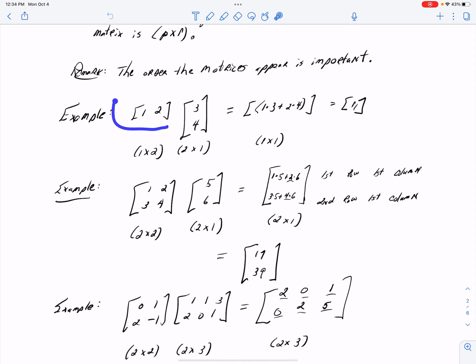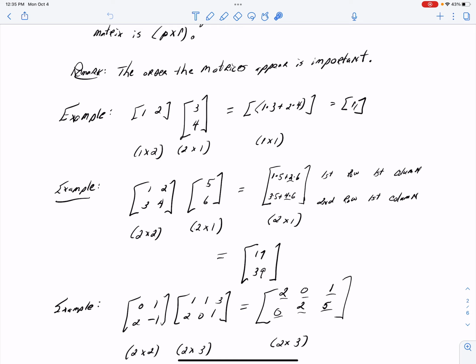So here I have a 1 by 2. I'm going to multiply it by a 2 by 1. Since these numbers here match up, I have 2 columns in the first and 2 rows in the second. I can do this multiplication, and what am I going to have as a result? A 1 by 1. So that's why this is the easiest example. It's going to be a matrix with only one entry.